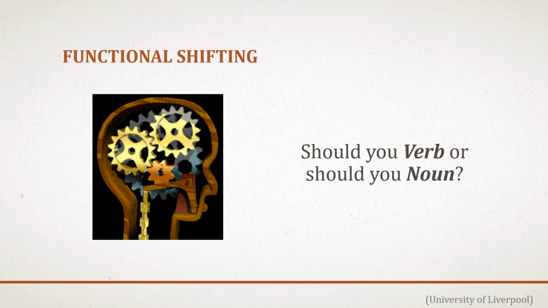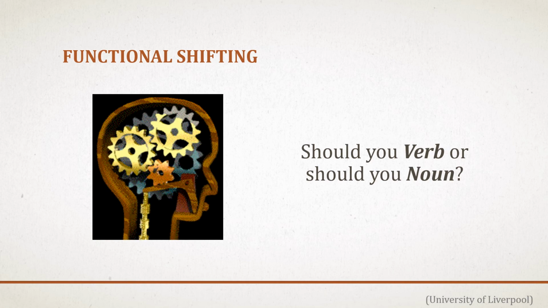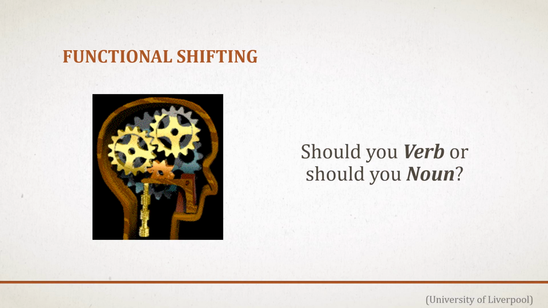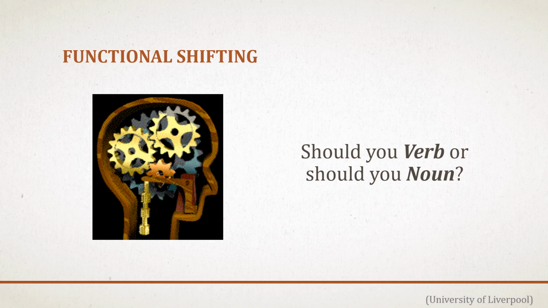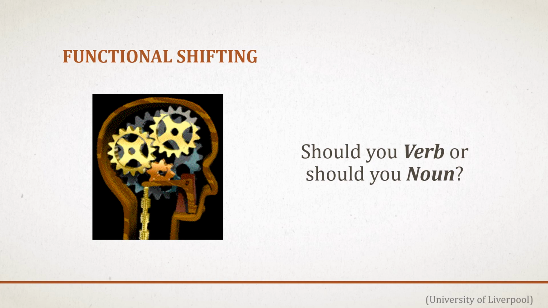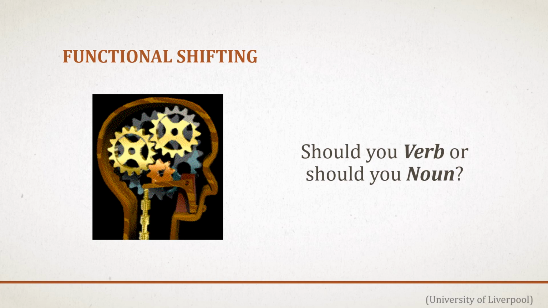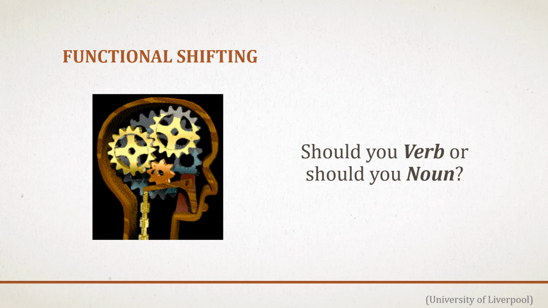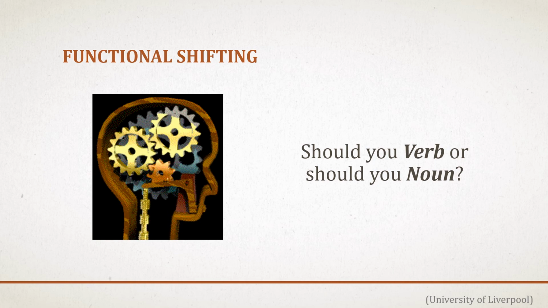Additionally, researchers have discovered that functional shifting allows the brain to understand what a word means before it understands the function of the word within a sentence. This process causes a sudden peak in brain activity and forces the brain to work backwards. So then, all that really remains is the question: should you verb or should you noun?